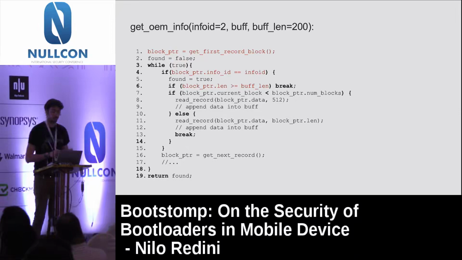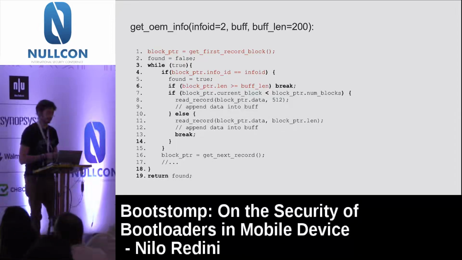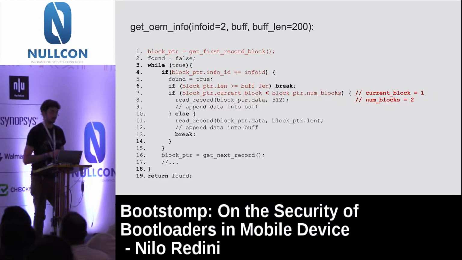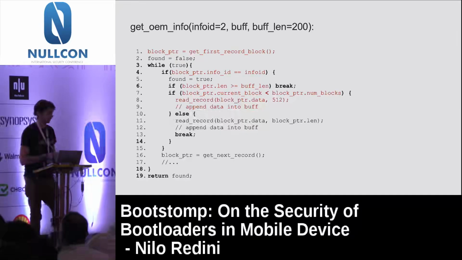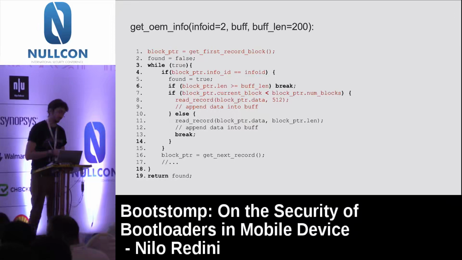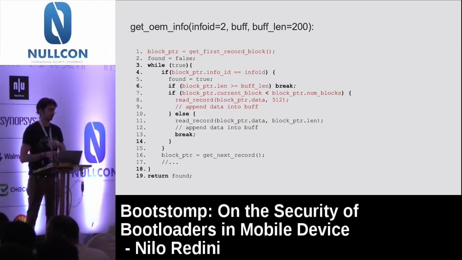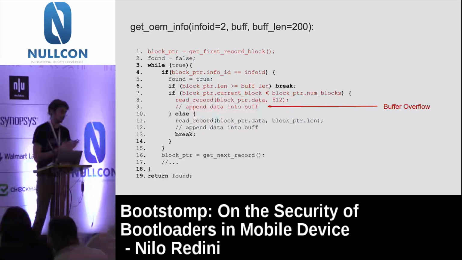This time, the check will pass, as the block length is 128 and the provided buff length is 200. But when the check about the current block number and the number of blocks is performed, this time we are going to hit the if branch. What happens is that 512 bytes are read from the block and stored in a buffer whose size is 200. So in this case, we have a buffer overflow.